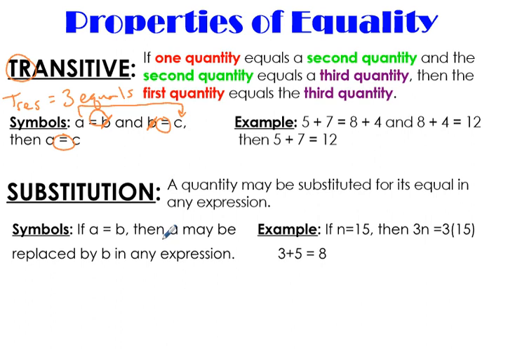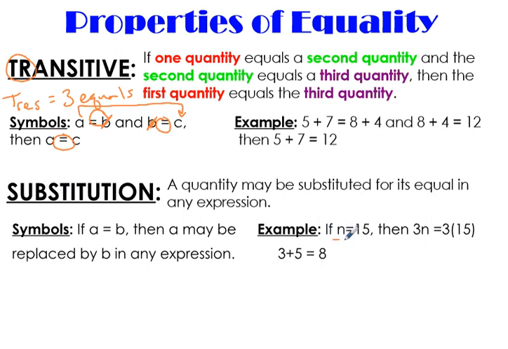The next property of equality is substitution, and this is one that's kind of so obvious it's very easy to miss. We use this one all the time. So our property here is that any quantity can be substituted for its equal in any expression. We use this when we simplify using the order of operations. We use this when we use a function rule to find a new value. We use this when we evaluate expressions, just like we did before.